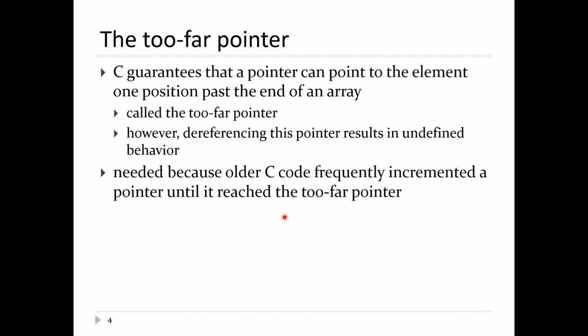Now, why on earth does the language guarantee that it exists? The language says that there can be something there, sitting in memory. It's needed because there's a bunch of older C code that looped over the elements of an array by moving a pointer. If you're looping over this array with a pointer into the array and you move the pointer one step at a time, eventually you'll end up here. Because this was so frequently used, the people who standardized the language didn't want to break all the old existing code. So now the compilers have to make sure that the too far pointer is allowed to exist.